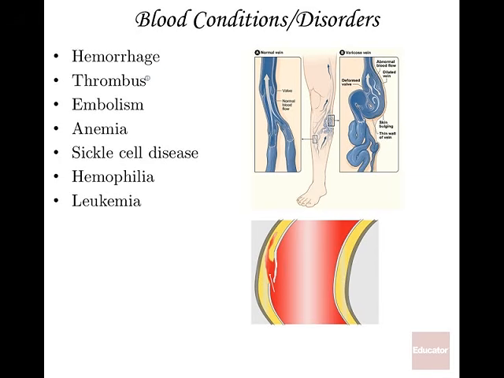Thrombus is a blood clot that shouldn't be there, and if it gets dislodged and eventually moves along through the bloodstream, that's an embolism. And an embolus gets caught and becomes an embolism. Depending on where the embolism happens, that can restrict blood flow to the lungs, to the heart, to the brain, and it could result in a fatality.